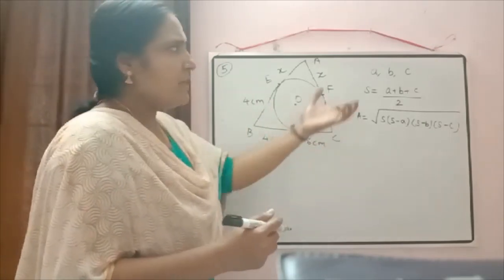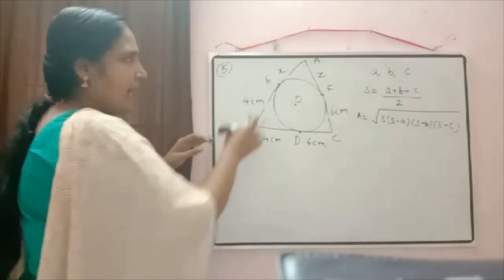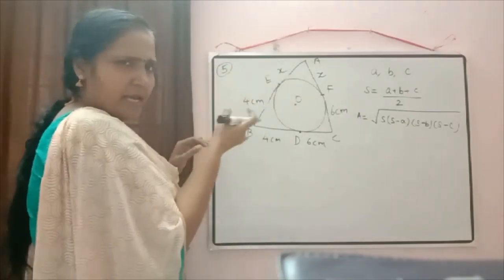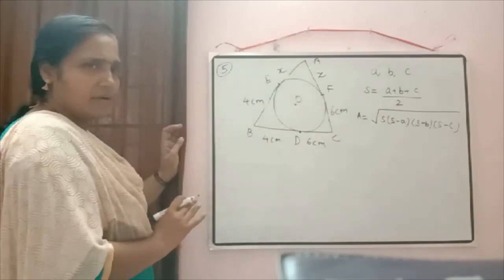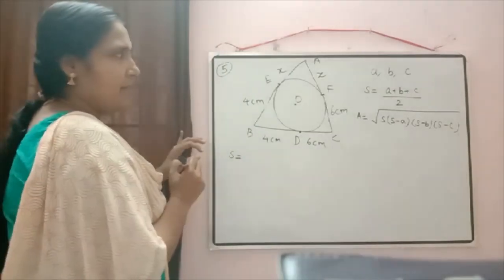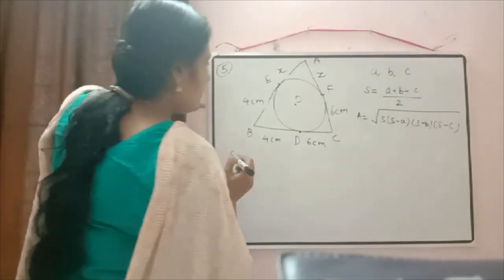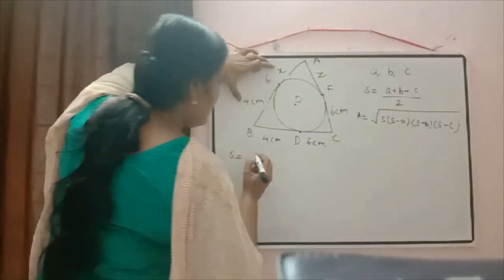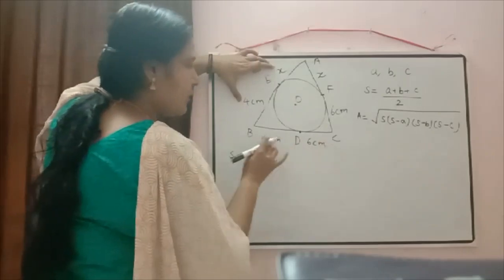Okay. So now we are going to use this formula only. We can take A as x plus 4. Anything you can take there. We need the sides of the triangle only. So now first we are calculating the semi-perimeter, the sum of all the sides divided by 2. If you check the side AB, AB is equal to x plus 4. BC is equal to how much?